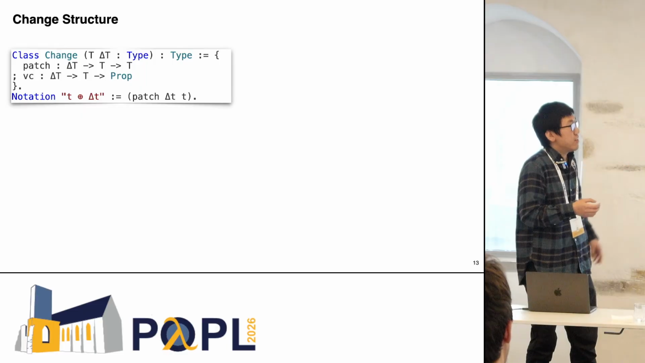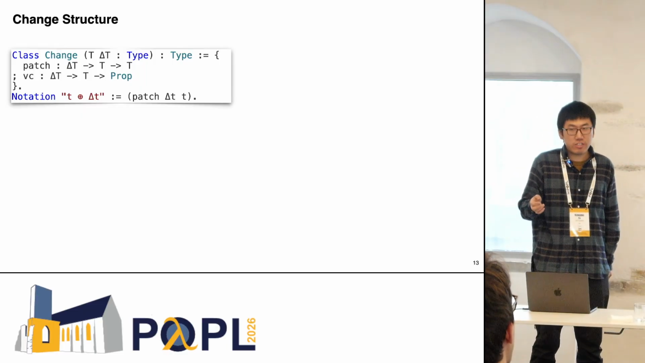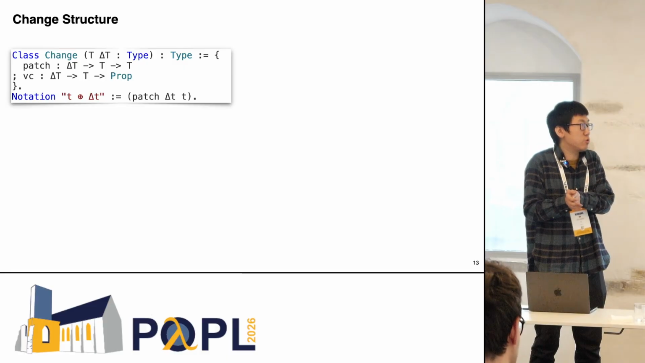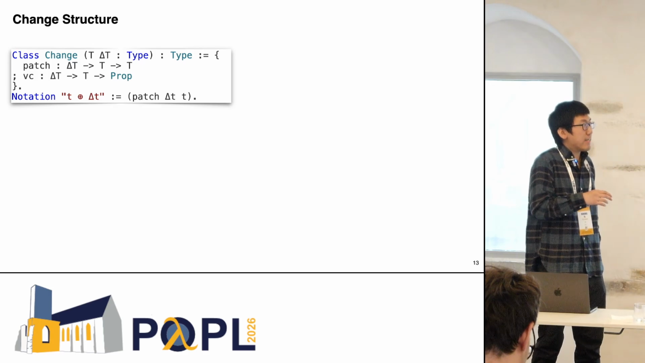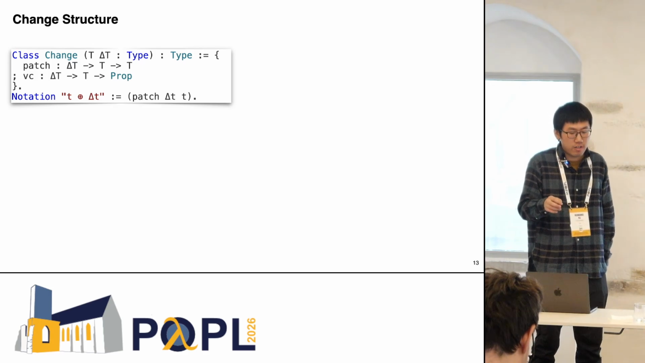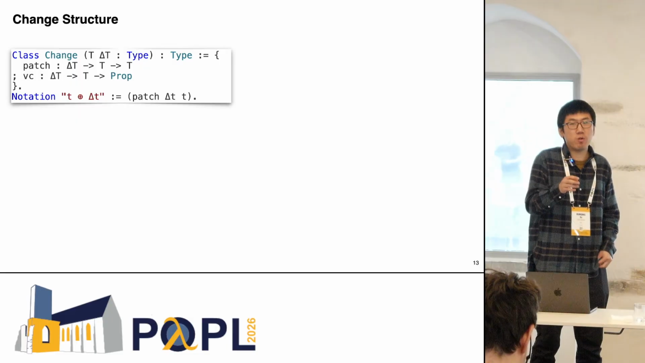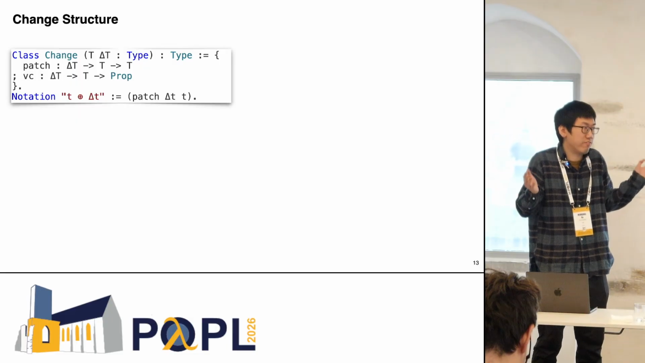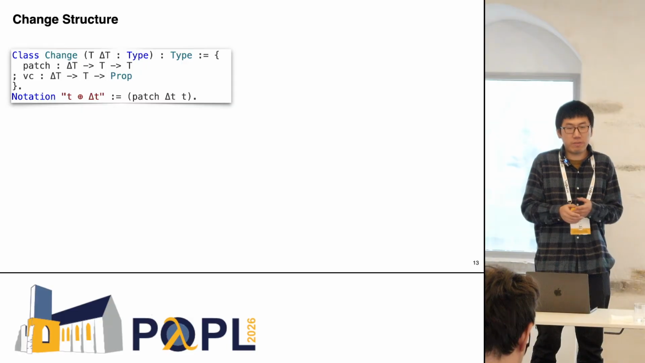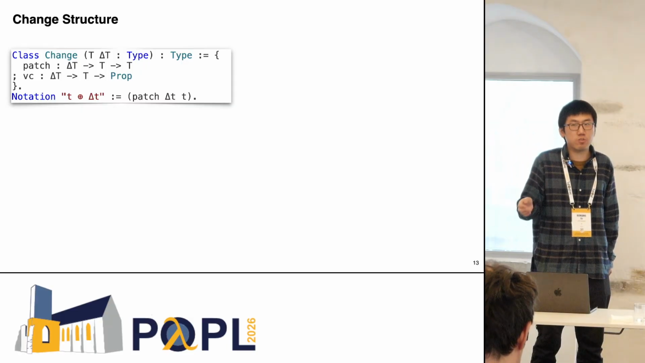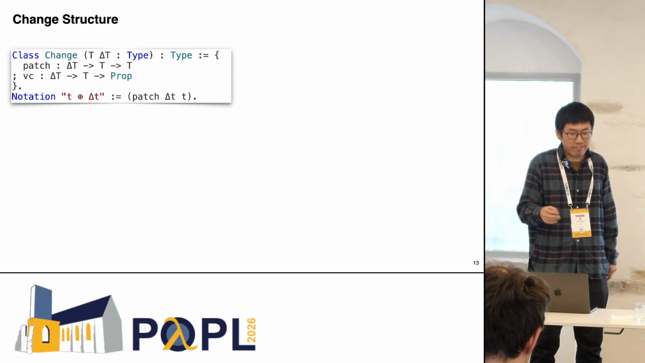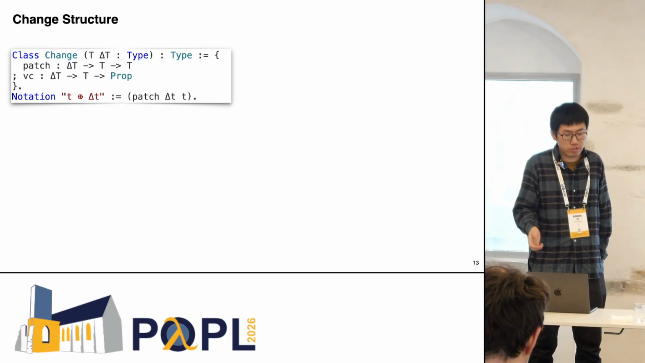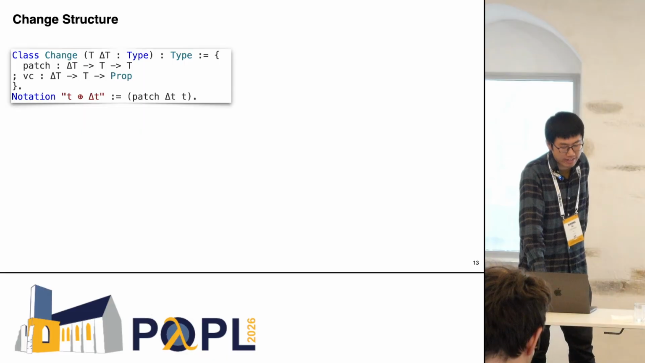And VC is a binary relation whose intuition is to specify what kind of changes are valid for a value, or what kind of changes will not cause default behavior of patch. For example, if we patch a natural number 1 with a -2, then it is default behavior. And usually these default behaviors are very dangerous when we start to do verification. So when we implement the change structure, we require the users to provide a valid condition relation.